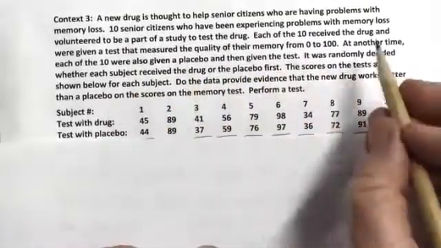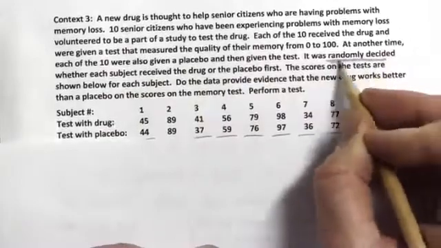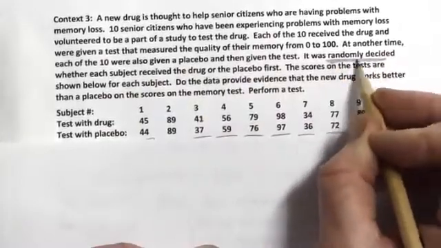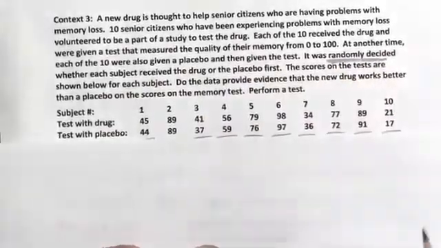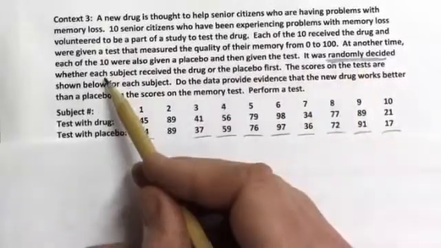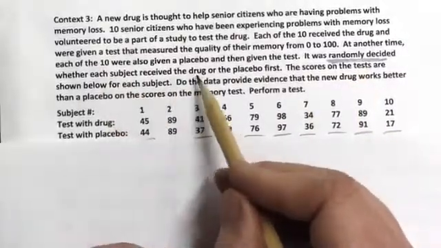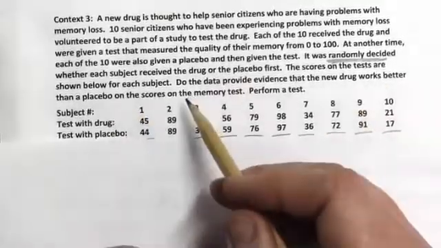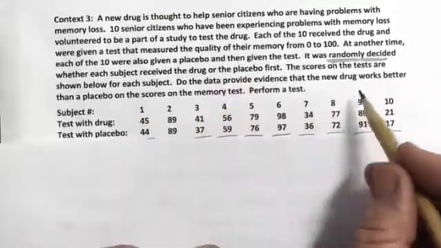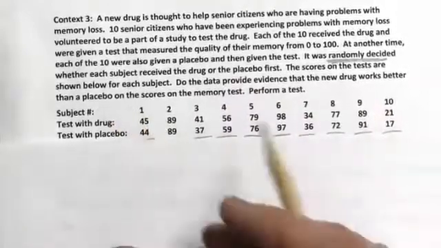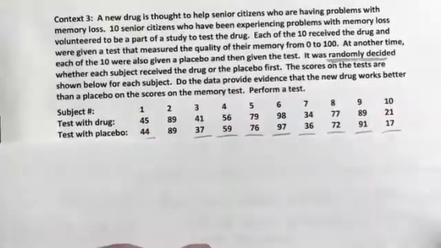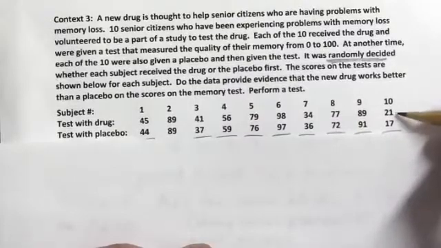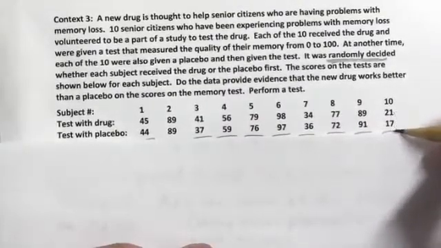It was randomly decided. Looking for that word random. We always look for that word random, or SRS. Okay, it prevents bias. It was randomly decided whether each subject received the drug first or the placebo first. The scores on the test are shown below for each subject. Do the data provide evidence that the new drug works better than the placebo, on the scores in the memory test? So are these scores in general with the drug, are they better? Are they higher than those without the drug?